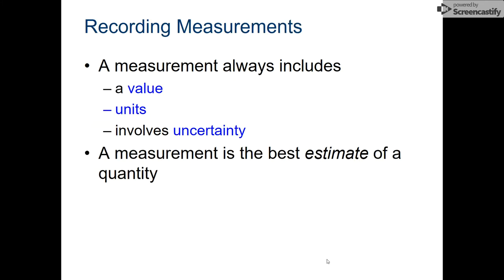Whenever we make a measurement, there are several parts to it. The measurement always includes a value, units, and some kind of indication of uncertainty. We can never measure anything perfectly. A measurement is just our best estimate of what the actual value is. I'll show you what I mean.